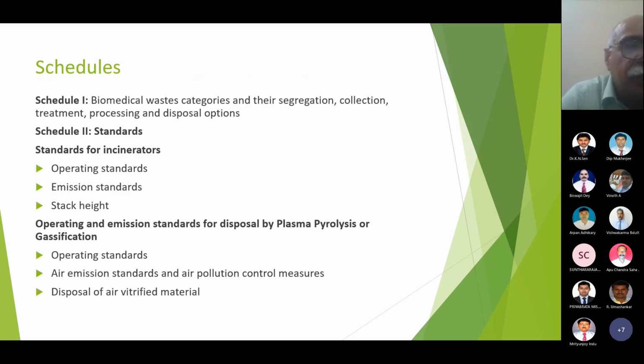And these, I will not go into the detail. There are various schedules they specify. Like Schedule 1 is very important. It specifies the biomedical waste categories, how these are to be segregated, and the collection, treatment, processing and disposal options. It clearly specifies all these. Then Schedule 2 contains various types of standards for the incinerators, emissions, and other different types of technologies which are involved. Next slide.